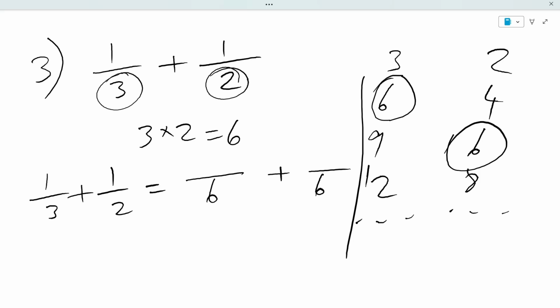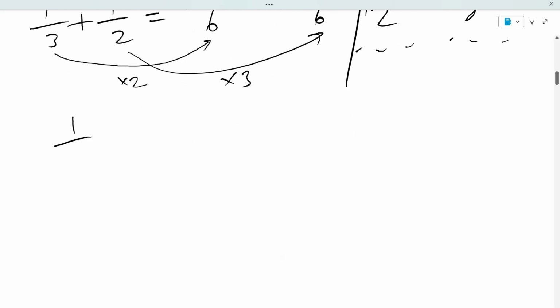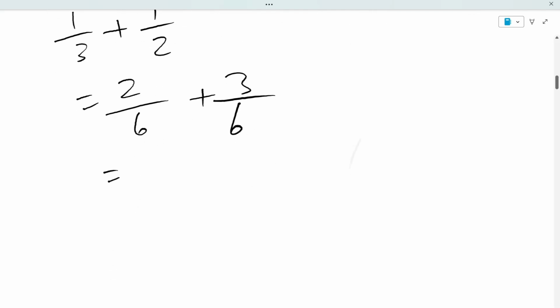Okay, let's change this third into a sixth. Whatever we do to the numerator, we do to the denominator, and vice versa. So to get 3 to 6, we multiply by 2, and so we have to multiply that numerator by 2 as well. So the third is the same as 2 sixths, and this 2 is multiplied by 3, and so we have to multiply that 1 by 3 as well. So a half is 3 sixths. So now we have a third plus a half is equal to 2 sixths plus 3 sixths, which we know we have the same denominator now. So replicate the denominator, add the numerators, it's 5 sixths.